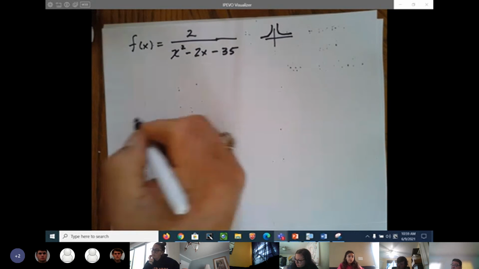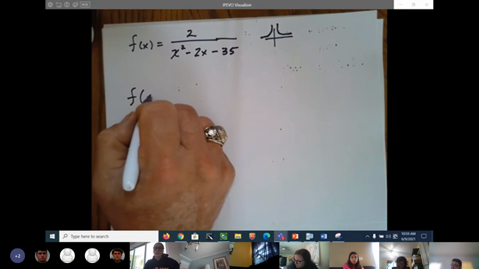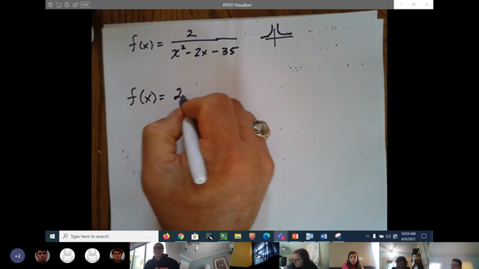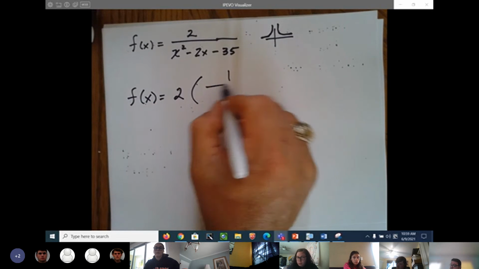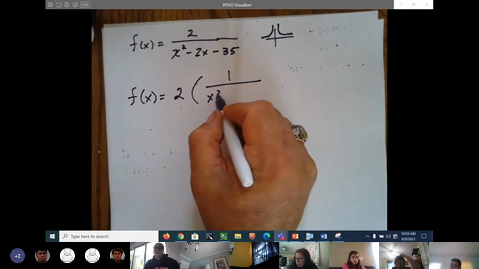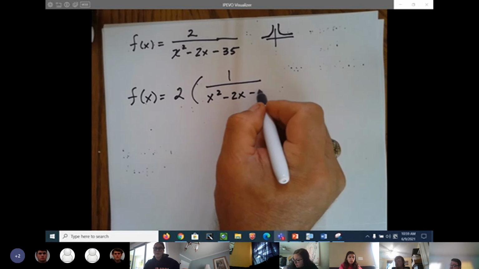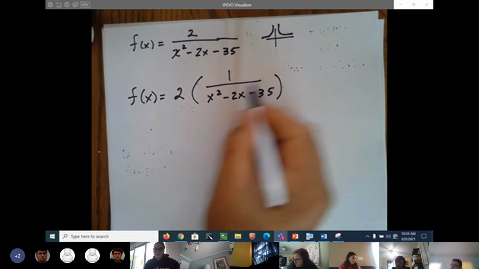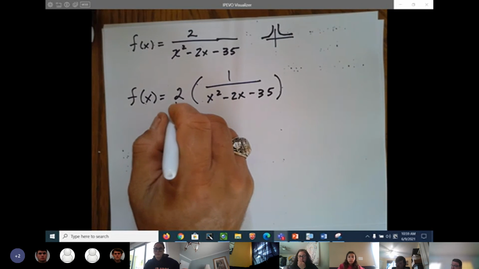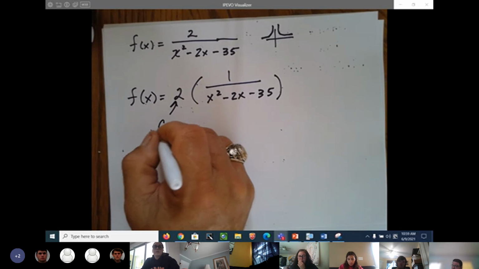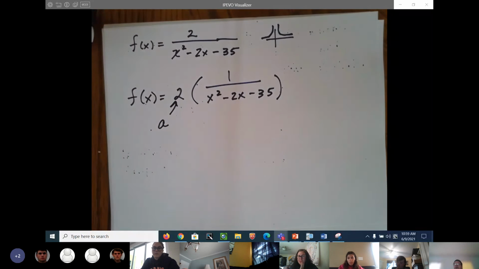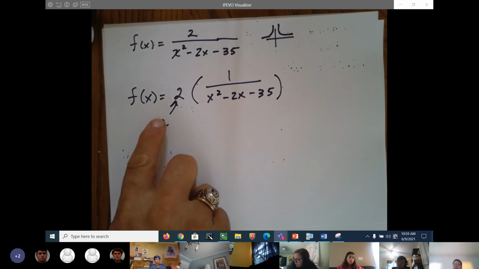We can rewrite this as 2 times 1 over x squared minus 2x minus 35. Can somebody tell me what that 2 tells us since it's out front? What can that 2 tell us? This is from our orientation, vertical, horizontal shift section. What can that 2 tell us?